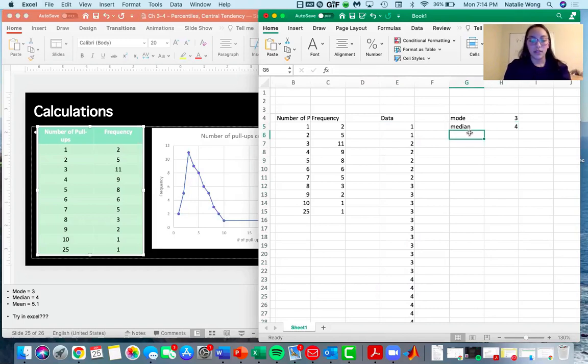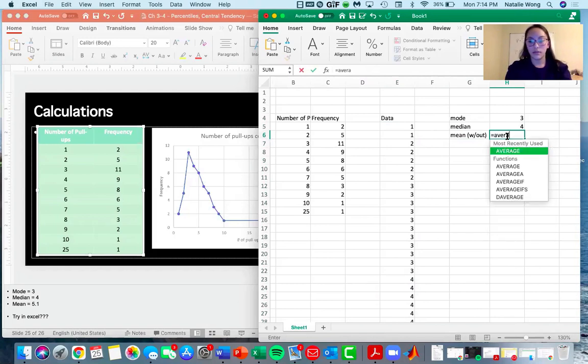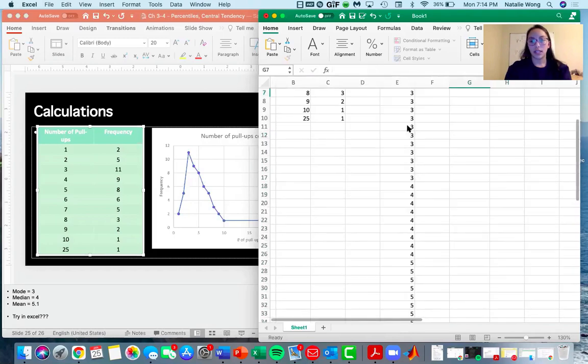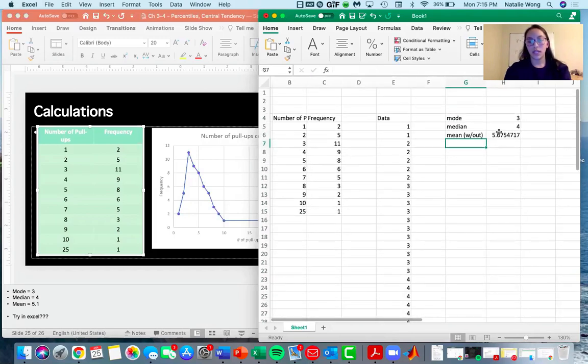And then we can do the average, or I'll type mean. And I'm going to do mean with the outlier so that you guys can see how the mean is affected. So in this case, we're going to do the average of this data set, right? And this is the average that we get, 5.0 something, right?